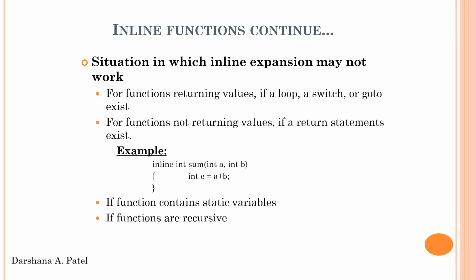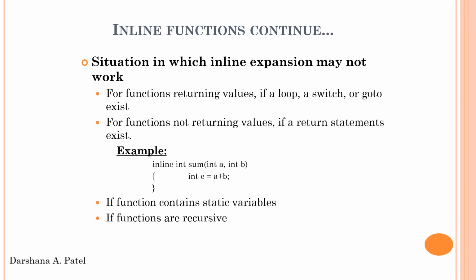First, for functions returning value if a loop, switch or goto exist. This means that a function is returning value to its caller, and the function may contain statements such as looping, for loop, while loop, do while loop, etc. Or it may contain switch case or goto statement. In this situation, inline function may not work.